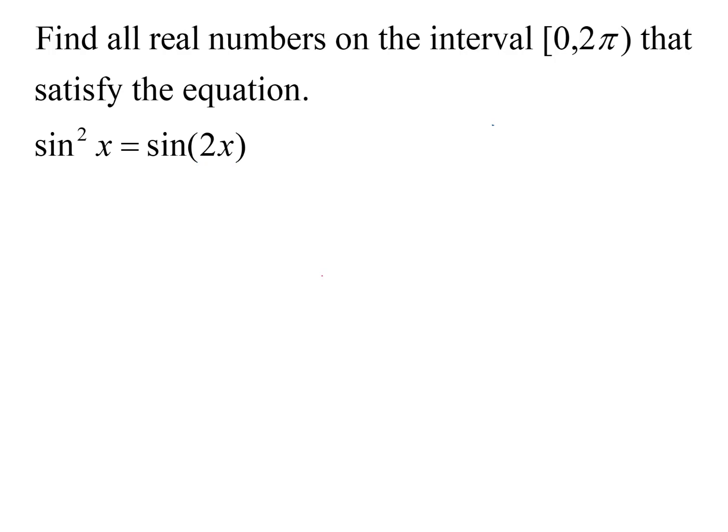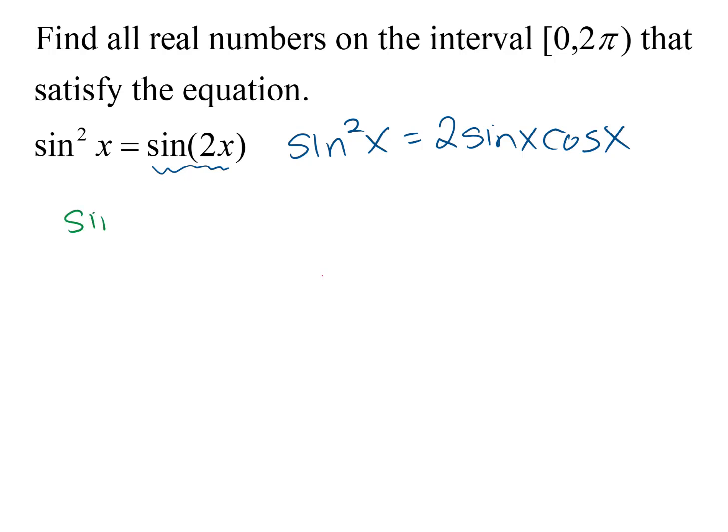And there is. I could leave the sine squared in terms of x, and on the other side I could use the double angle identity for sine 2x, which was 2 sine x cosine x. Now that I have them in terms of the same angle, I think I'm going to move everything on one side equals 0 and see if I can factor this. So minus 2 sine x cosine x equals 0.